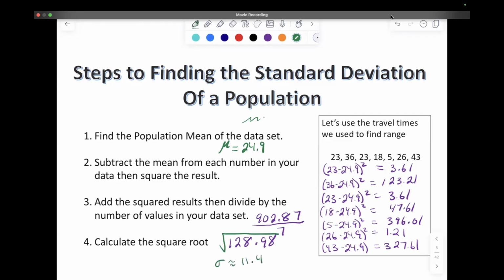What this is telling me is that the average distance each of these data values is from the mean is 11.4 minutes. So we have an average of 11.4 minutes distance from that 24.9. That's what the standard deviation tells us. And 11.4, considering our mean is 24.9, is a pretty big standard deviation. So this is telling me that they're pretty spread out. We can see that because I have a 5 and I have a 43. So these definitely spread out a little bit.